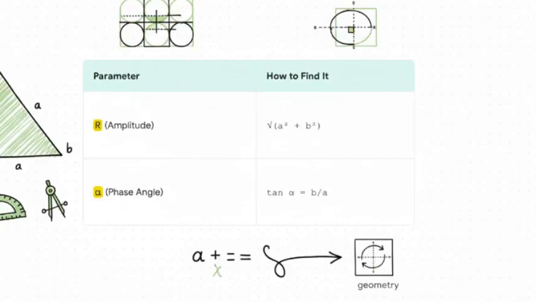Okay, so how do we actually find the parts of this new function? Well, the new amplitude, which we call R, that's just the hypotenuse of our triangle, so we find it with Pythagoras. And the new angle shift, we call that alpha, you just find it using the tangent of B over A. It's such an elegant connection between the algebra and the geometry.